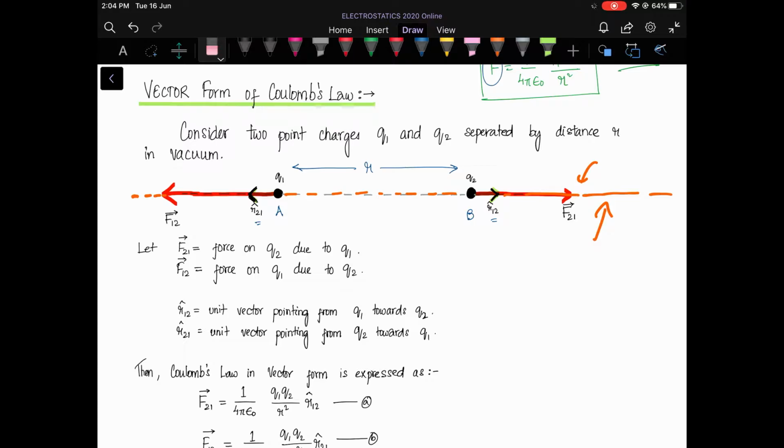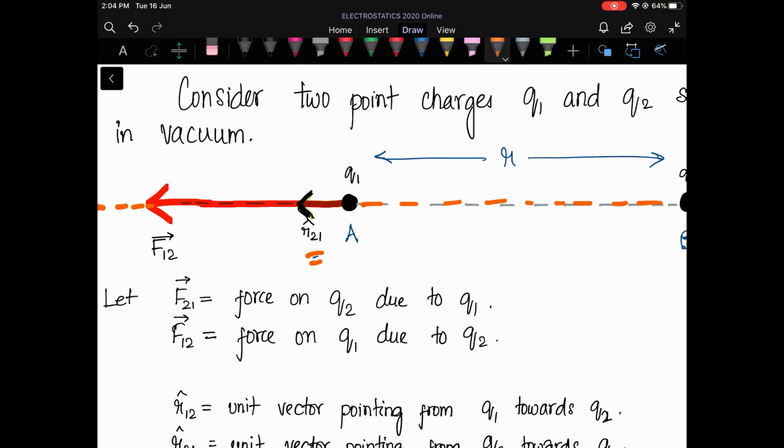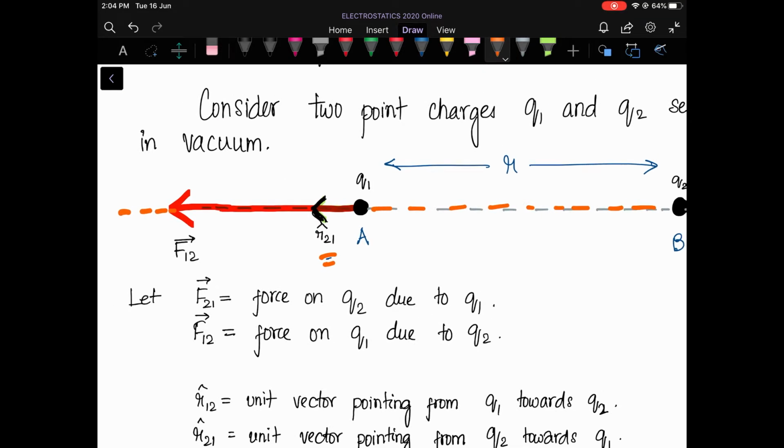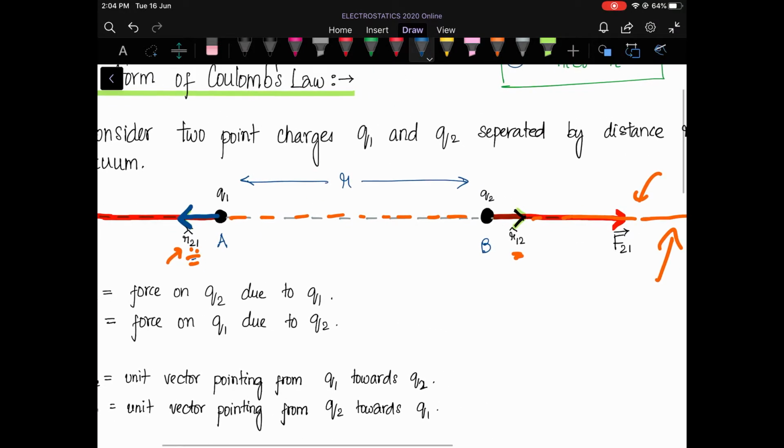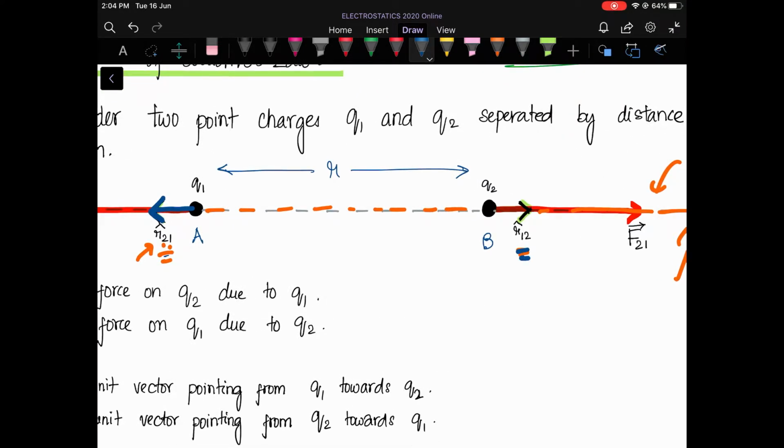And to talk about the direction in this imaginary line, we need two unit vectors. One you can say is pointing to the right, which is your r12, and one is pointing to the left, which is your r21. Now you could have drawn this unit vector anywhere you want, but we have right now drawn it on the charges. To be more specific, r21 is a unit vector pointing in the direction from the second charge towards the first charge. That's why we have written 2, 1. And r12 is a unit vector pointing from the first charge towards the second charge.